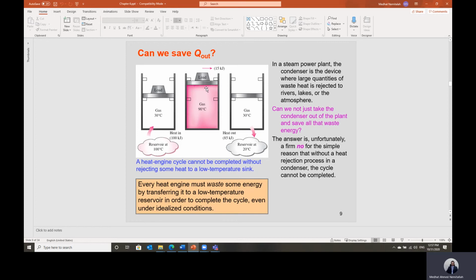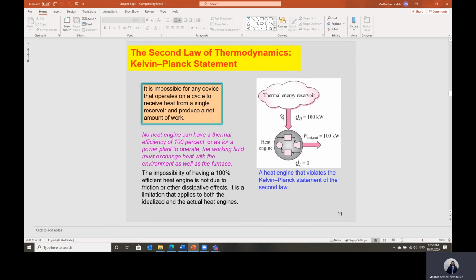But if you stopped at this point and say, I have some energy, I don't like to lose this energy, it's okay, just stay here, and the cycle will not be repeated. To repeat this cycle, we have to reject, we have to lose this heat. So this is related to the concept of operation on a cycle, not related to the friction within the system. And this is the Kelvin-Planck statement for any heat engine.